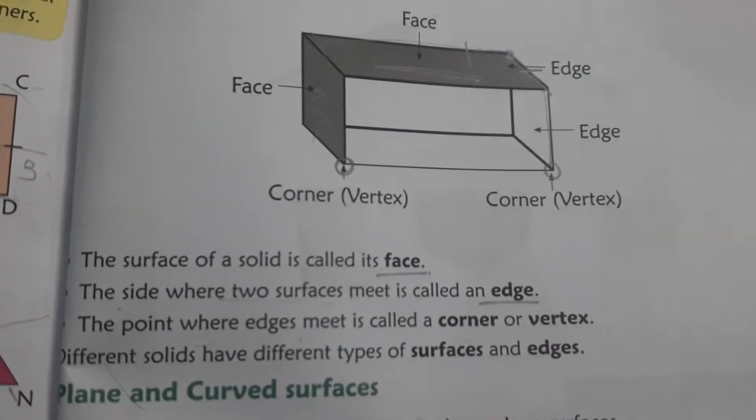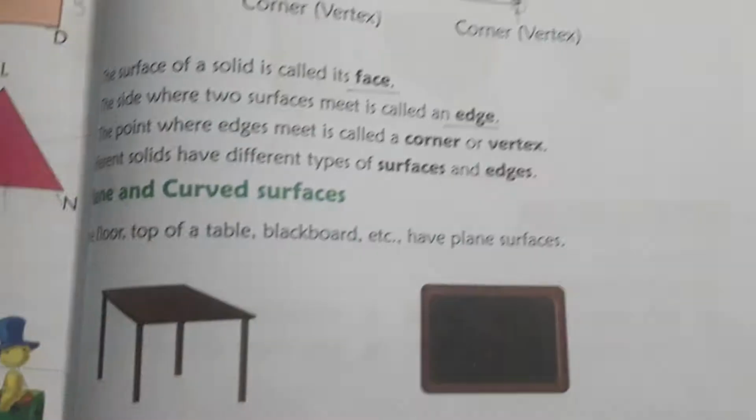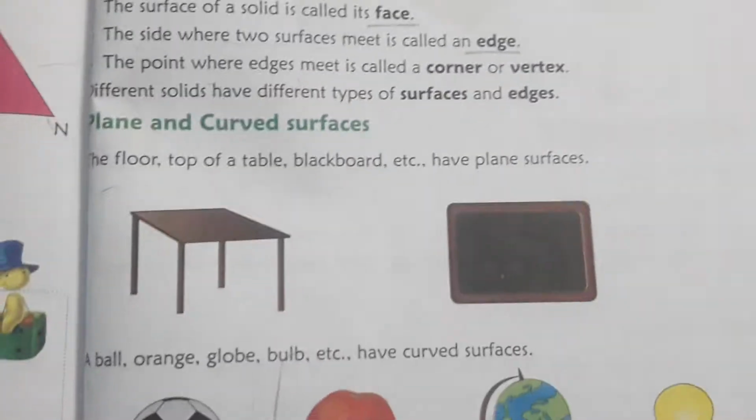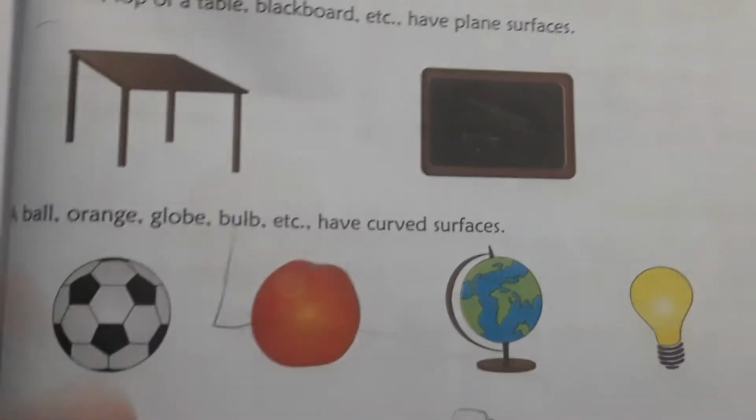Different solid shapes have different surfaces and edges. Now we are coming to the plane and the curved surface. The floor, the top of the table, the board, these are plane surfaces. A plain book, if you touch this space, then it is also a plane surface. But ball, orange, globe, bulb, these are curved surfaces. If you touch them, then you cannot feel any flat surface.